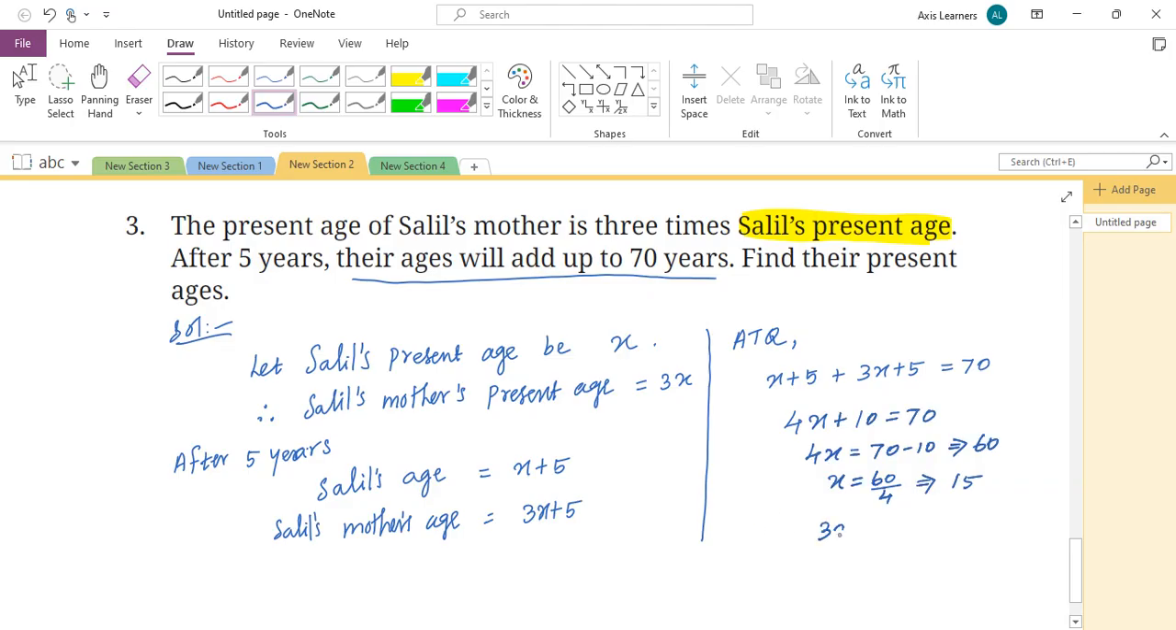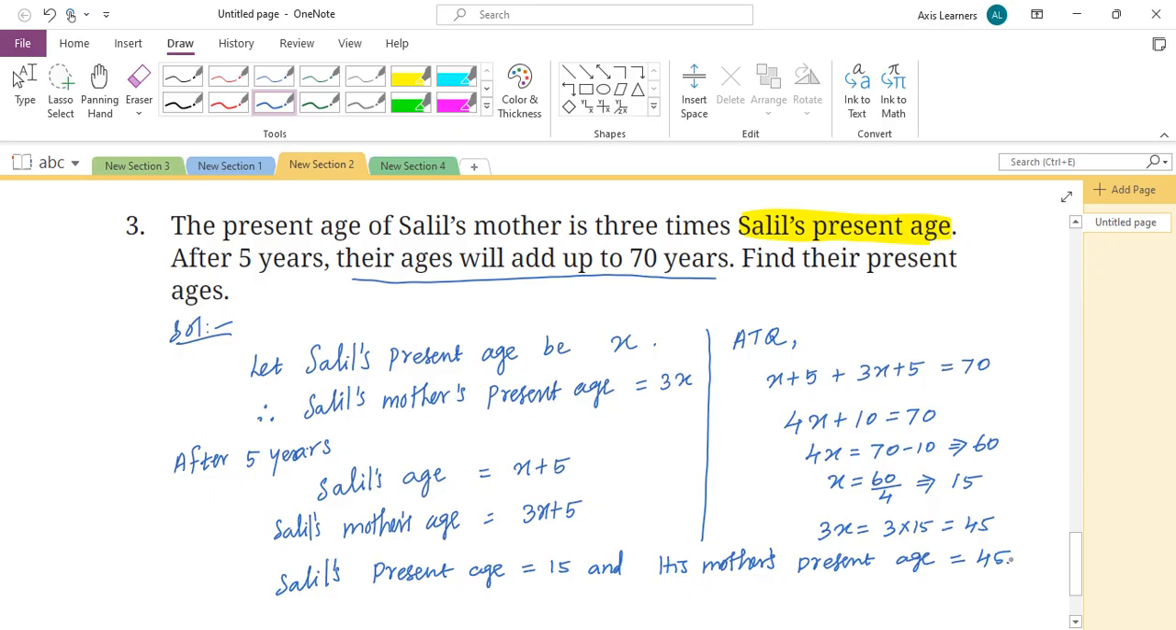x is equal to 15 means 3x is equal to 3 into 15, equal to 45. So we found x and 3x. We need to write it in a statement. Okay, so the answer is the final statement. Now we need to write the age. What is Salil's age? Salil's age is equal to 15, and his mother's age is equal to 45. Okay, see, we found the answer for the third one.